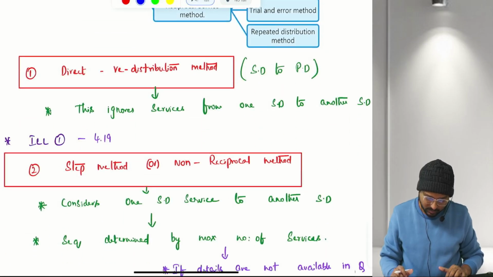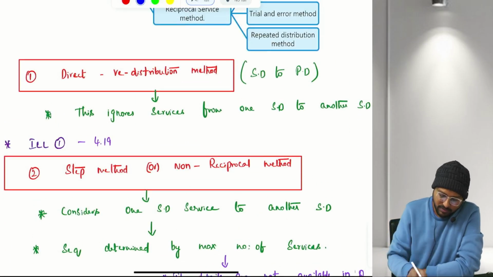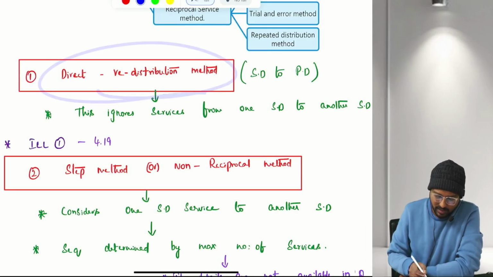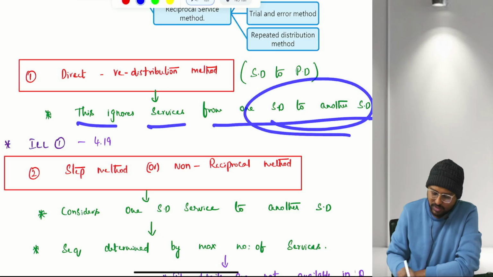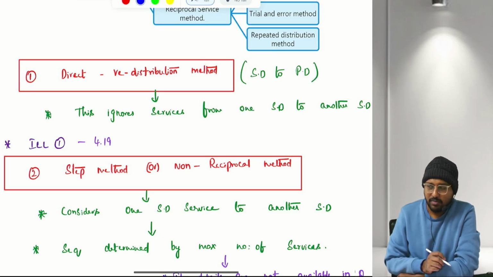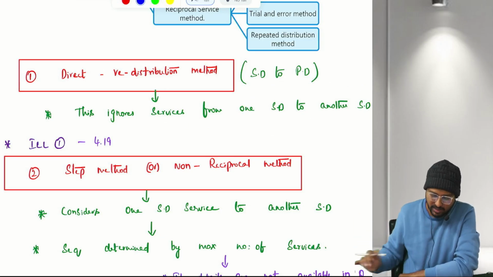So what is the first method? Direct distribution method. This ignores services from one service department to another service department. So totally forget about it. So it's a very easy method.